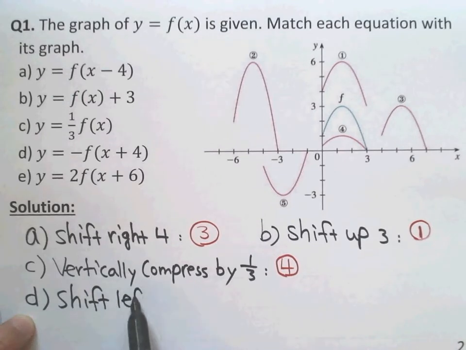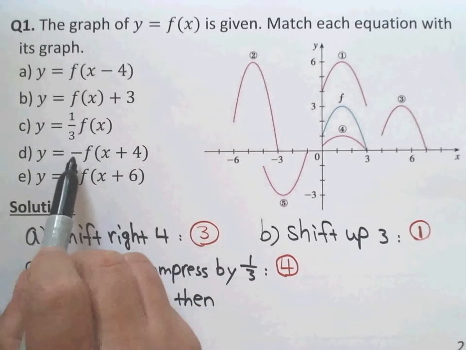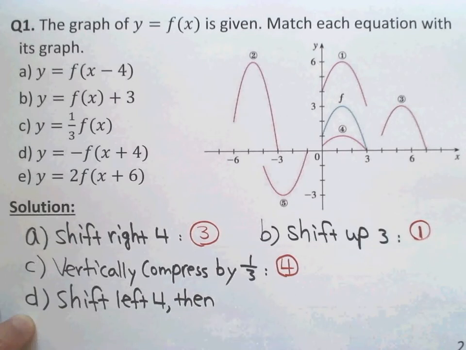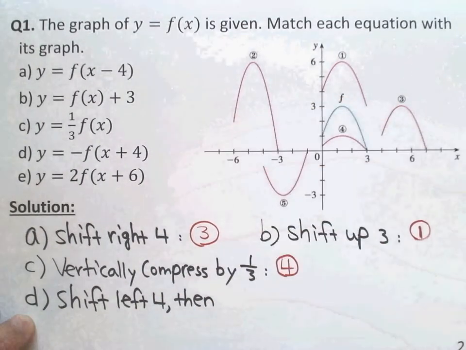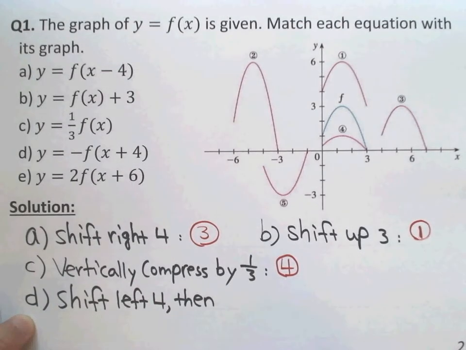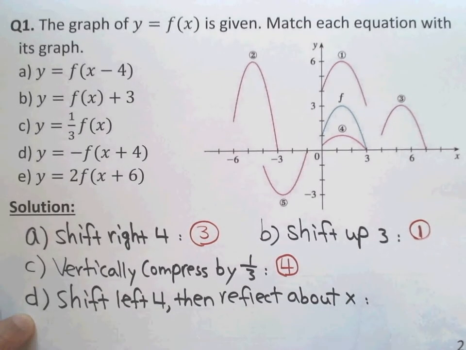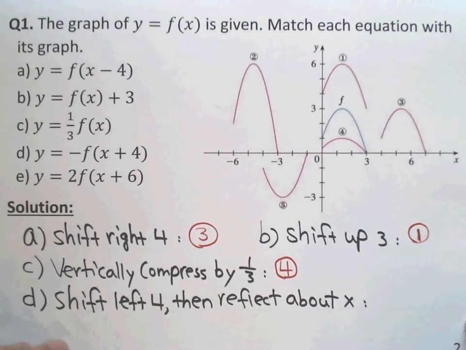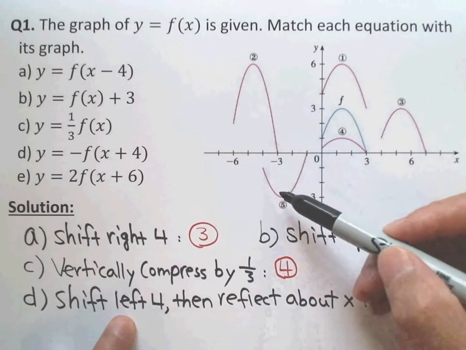Shift left 4. Then multiply by negative: times negative to the whole value of y. The y goes to negative, which means go from the top to the bottom. Reflect about the x-axis, right? So you can imagine which graph we can get. From the original, shift left 4, and then flip about the x.